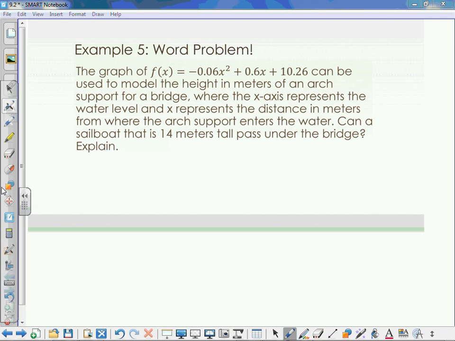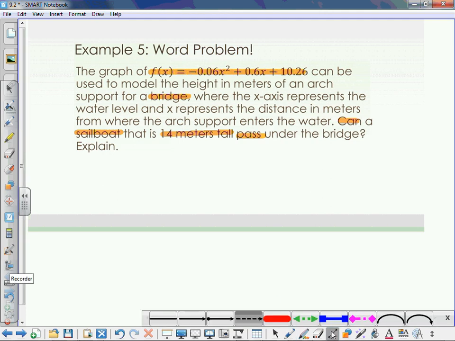First, we have to think about what we are even talking about. There's a bridge, and there's a sailboat. We also have this formula, which seems pretty important, and our big question. We have something that's 14 meters tall. Can it pass? So I'm going to draw a picture. It says it's an arch bridge, so let's draw an arch.